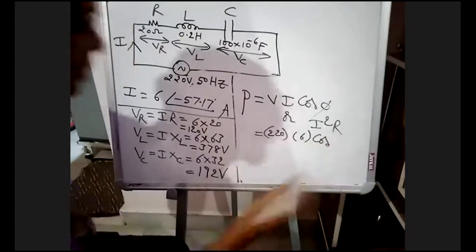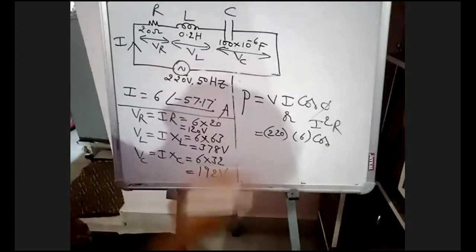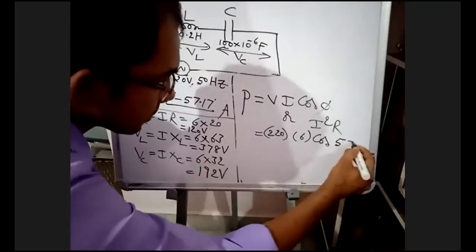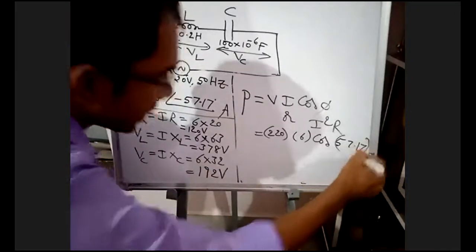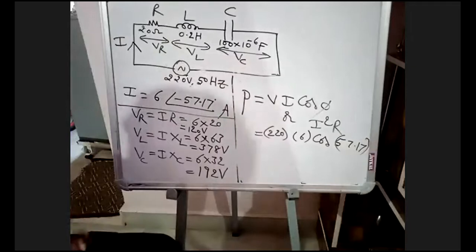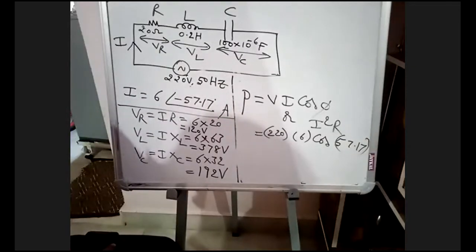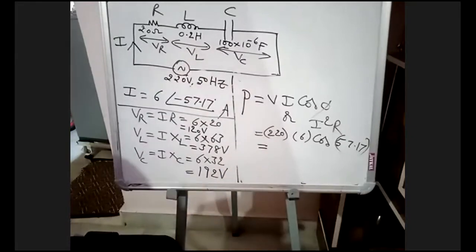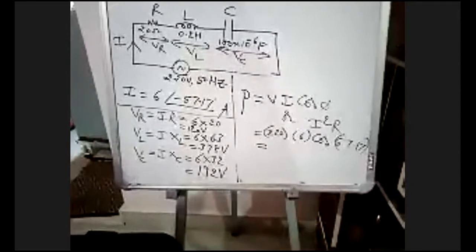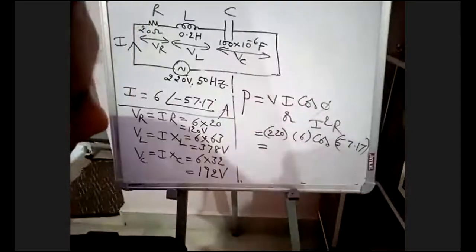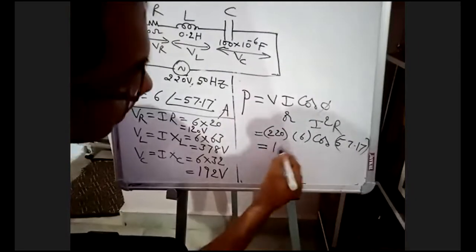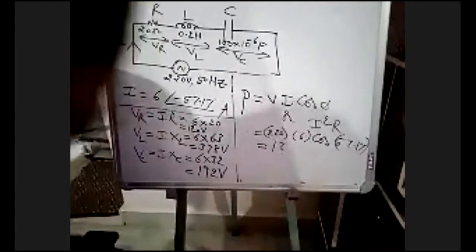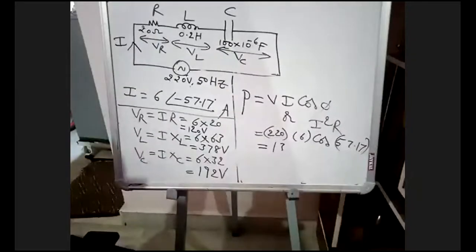Cos of what angle? 57.17. Your phi is 57.17, the Z angle. Whatever angle you are getting for Z, that is your power factor angle. The power comes to 715.63.